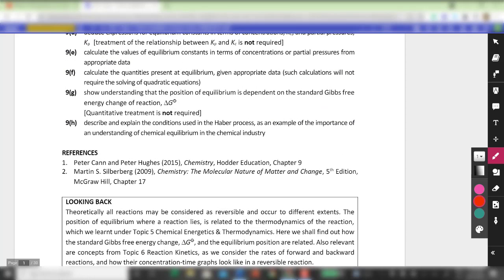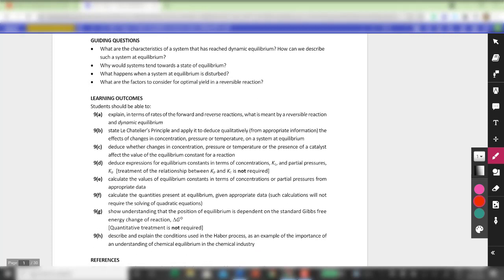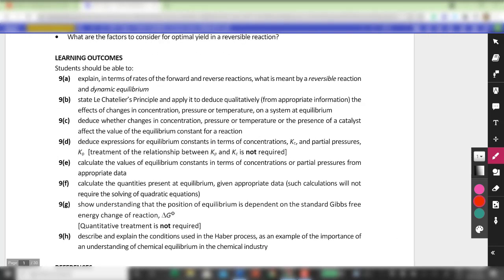Yep. If you look at the learning objectives, of course, there are quite a few here. Not as many as kinetics, not as many as your thermodynamics. Yeah, but these are just the so-called truncated version.